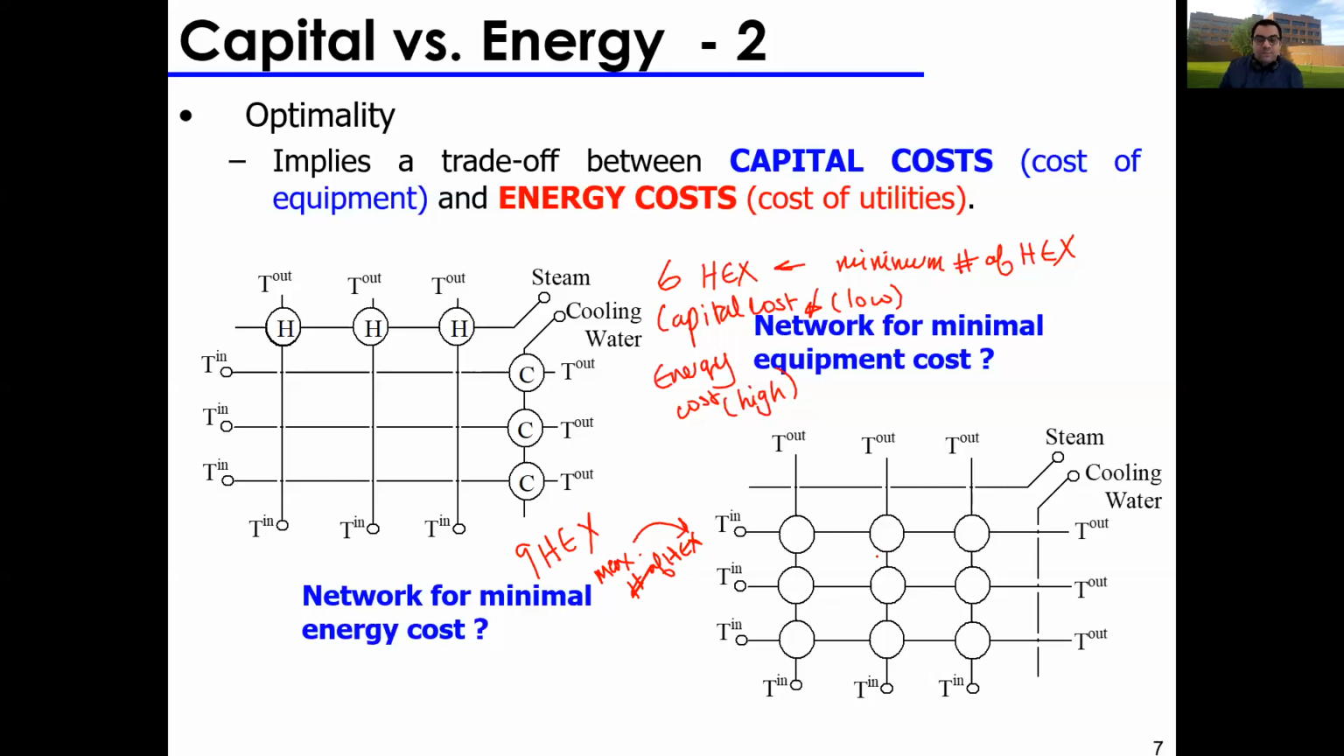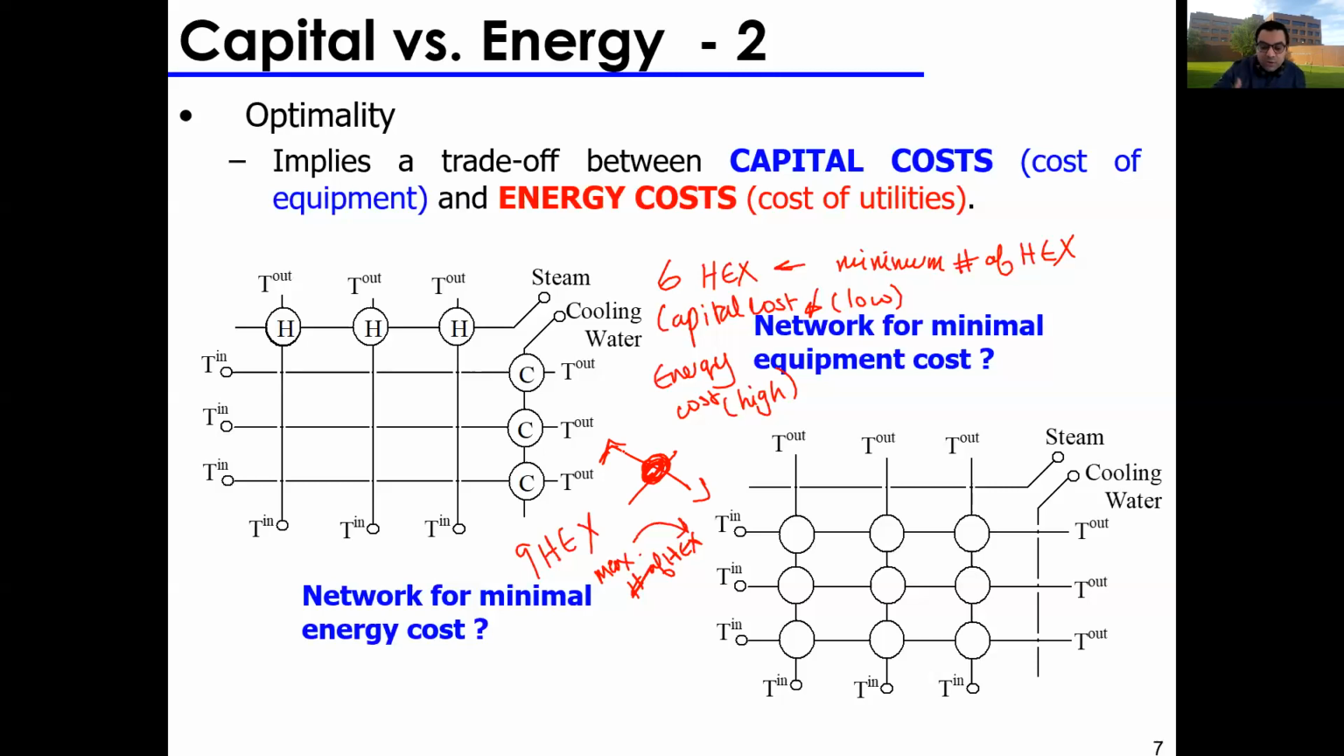So there usually is a solution somewhere in the middle, where I don't lose a lot of energy or use a lot of utilities, versus the other extreme where I need to install a lot of heat exchangers, right? So we really need to find the optimal solution, which is somewhere between these two. In order to do this, there's a procedure which we're going to cover.